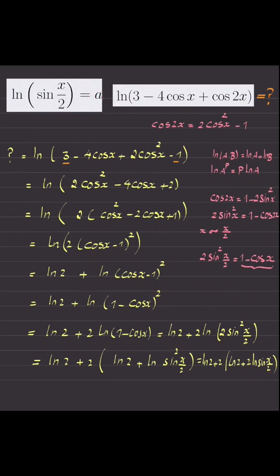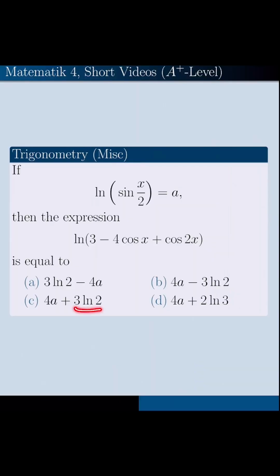So I will continue. This becomes ln of 2, and I multiply 2 inside, so it becomes 2 ln of 2, and then plus 4 ln of sine x over 2. So this becomes 3 ln of 2 plus 4a, and that is the correct answer to this problem. So 3 ln of 2 plus 4a. Option C is the correct answer to the problem.